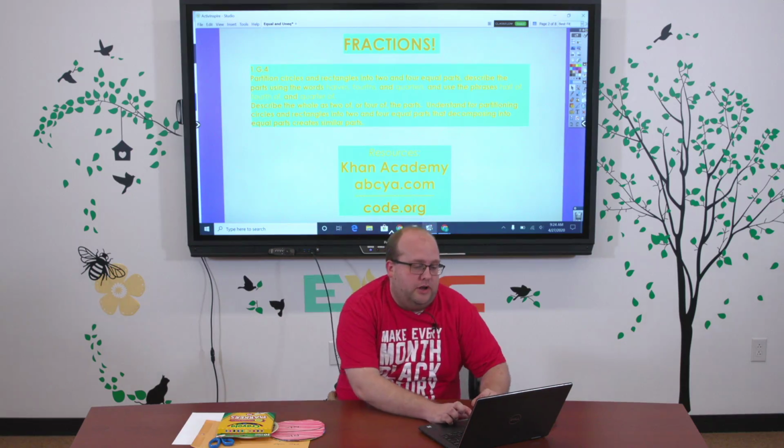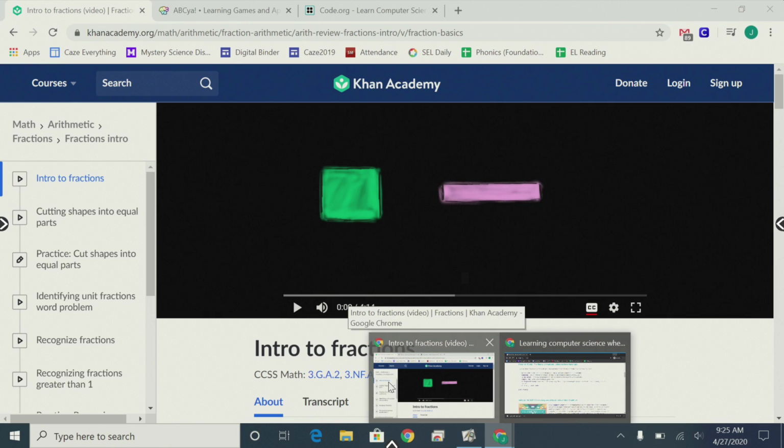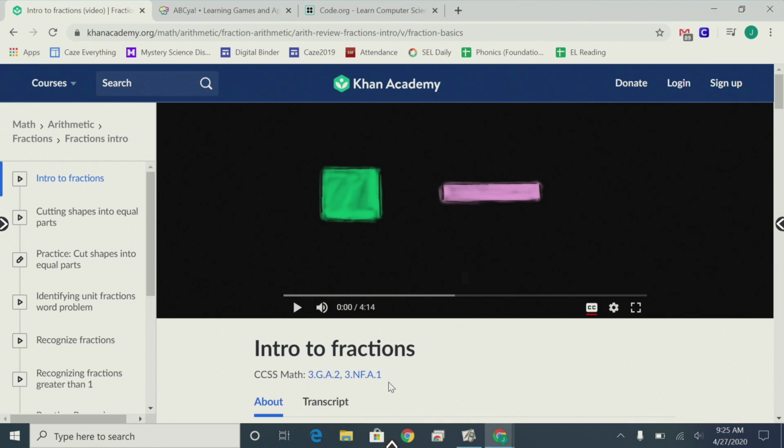So I'm going to click onto it on my computer, and Khan Academy is a great website if you want to learn a lot of things. It's got videos that teach you different topics. So if you're interested in something about math, you're going to want to log into Khan Academy so you're ready for second grade or any grade that you want to be ready for. So today we're going to start with our Intro to Fractions lesson.